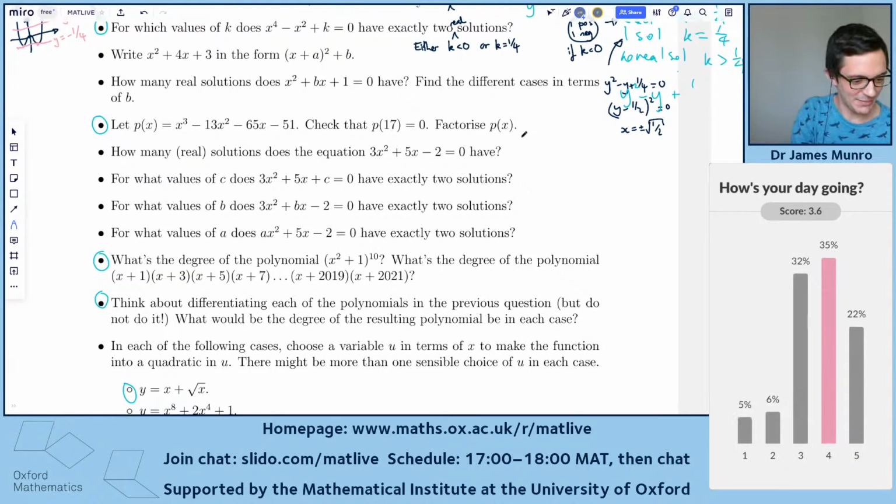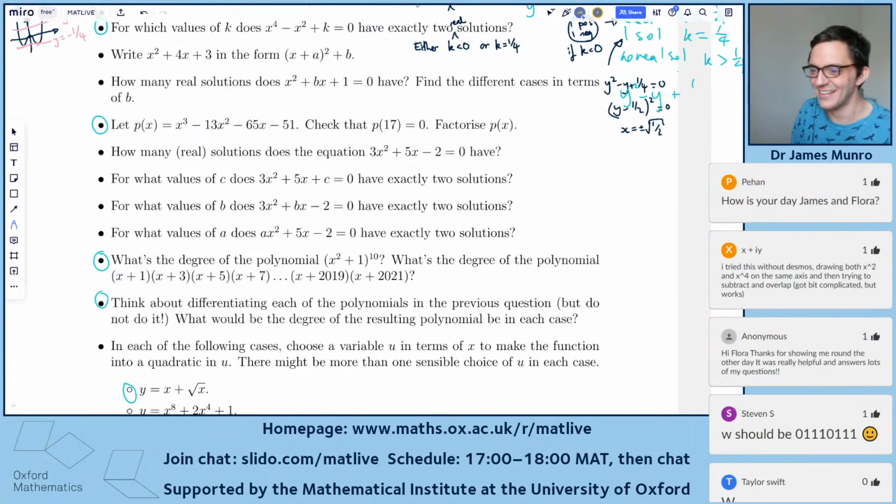Right, cool. I was going to say, shall I press on and try another polynomial? Oh yeah, let's do another polynomial warm up. Okay, so check that p of 17 equals 0, so that I can press on and factorise p of x. I remember writing this one.